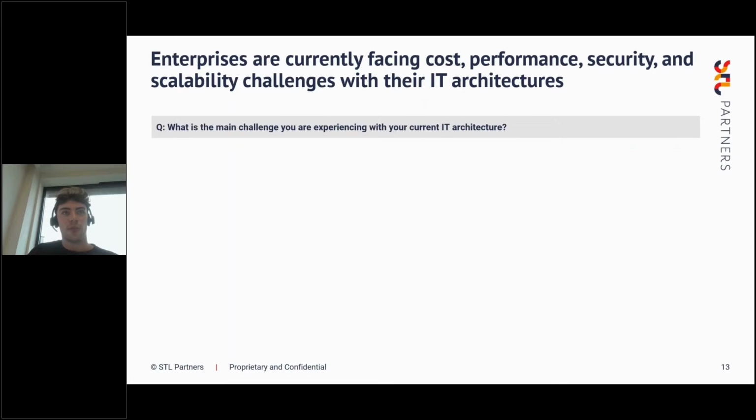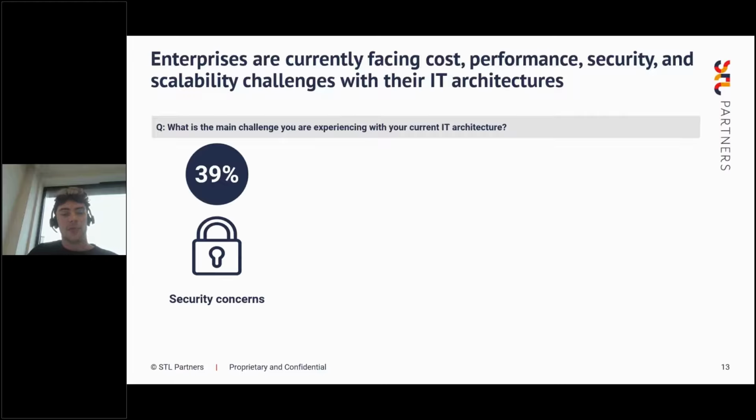We also asked survey participants what the main challenges are with their current IT architecture. Each respondent was only allowed to pick one challenge, which gives us a view of collectively what enterprises are seeing as most problematic. And the most common challenge that was highlighted was security concerns. And that's regarding IT environments becoming more complex with more sensitive and confidential data to the point where they're potentially vulnerable to breaches and security threats.